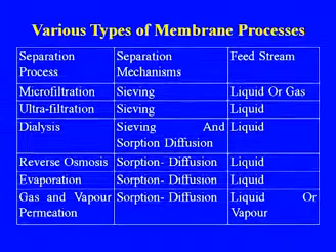For the various types of membrane processes, again, the separation mechanism and the feed: microfiltration, sieving; ultrafiltration, sieving; dialysis, liquid; reverse osmosis, liquid; evaporation, liquid; gas and vapor permeation, liquid and vapor. So these are the various types of membrane processes that are being used.